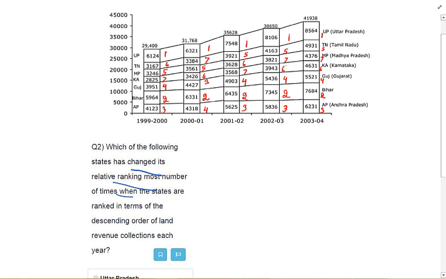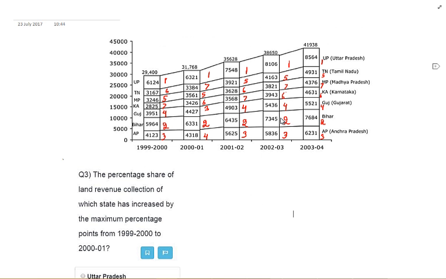Andhra Pradesh has changed it twice, 3 to 4, 4 to 3. Bihar has never changed. Gujarat has changed twice, 4 to 3, 3 to 4. Karnataka is 7 to 6, 6 to 7, 7 to 6. So it has done it 3 times, and nobody else has done it more than 3 times. So the answer would be Karnataka. Once you have done that work, this should hardly take you 30 seconds. And then let's look at a third question.